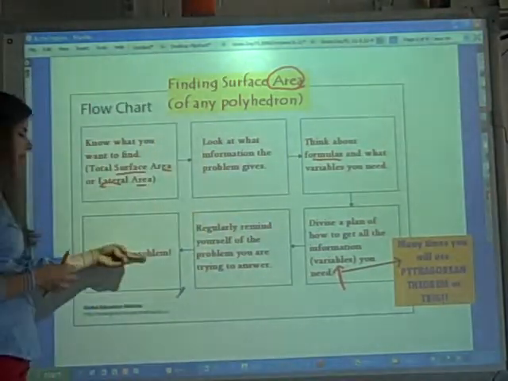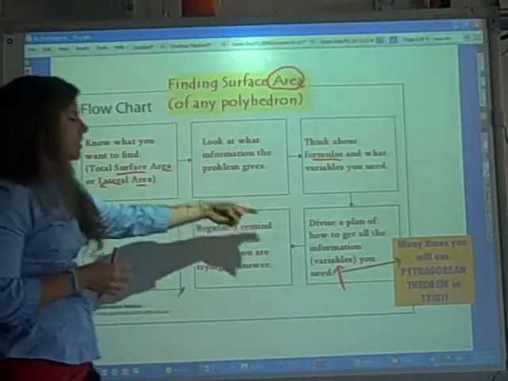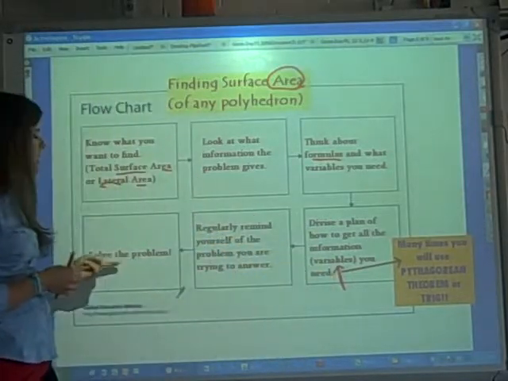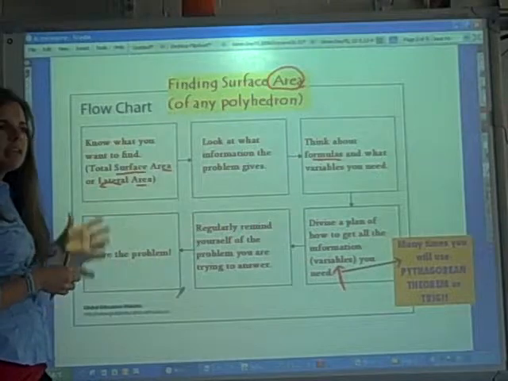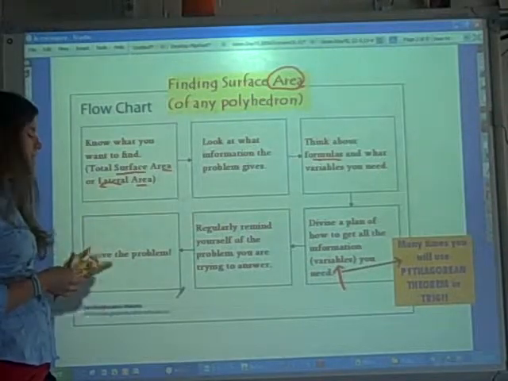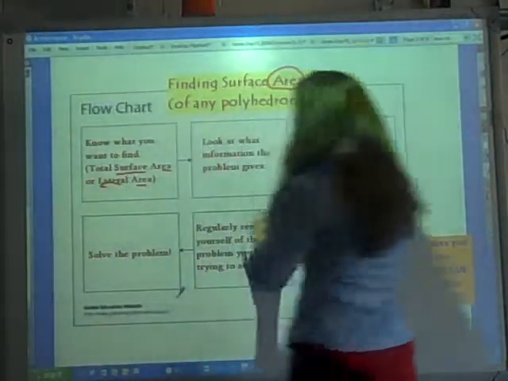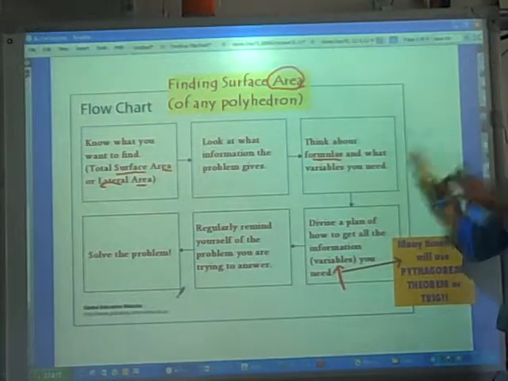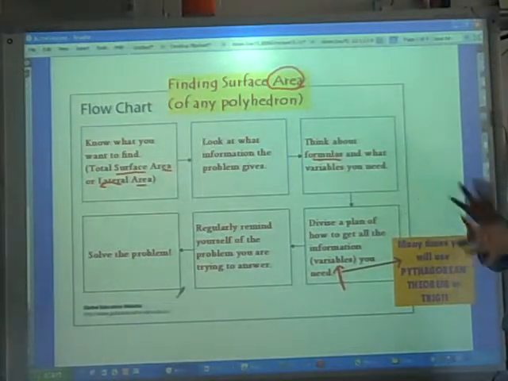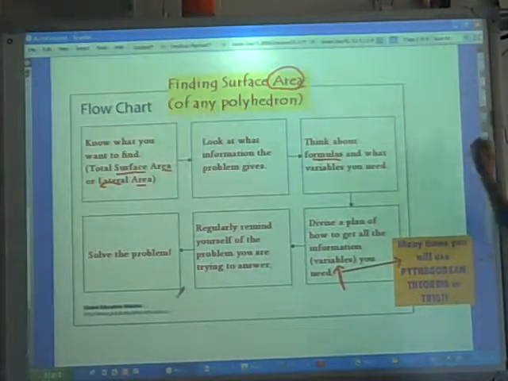Finally, after you keep reminding yourself and you've got all the stuff that you need, then we can plug it in, then we can add up all the little pieces that we need and solve the problem. Okay. Use this kind of thought process, come back to it, think about these steps as you're working through these problems.